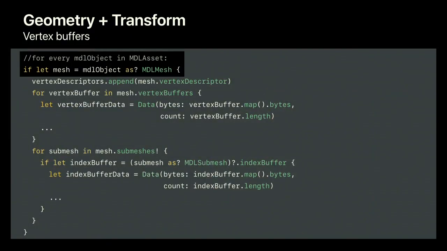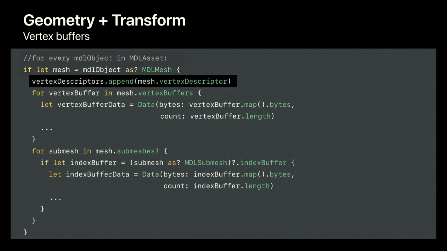So it's really easy to do this with our consistent data structures. We're going to run through all of the objects in the MDL asset object after we've imported it. If the object can be casted to MDL mesh, we're going to fetch out the vertex descriptor, which tells us that we've got positions and normal, say.